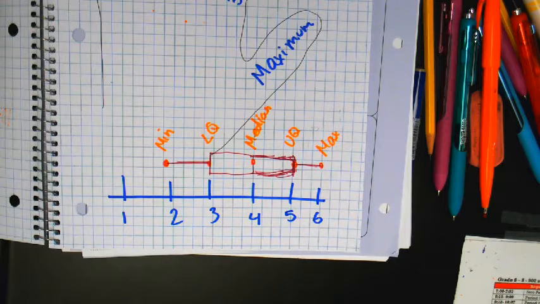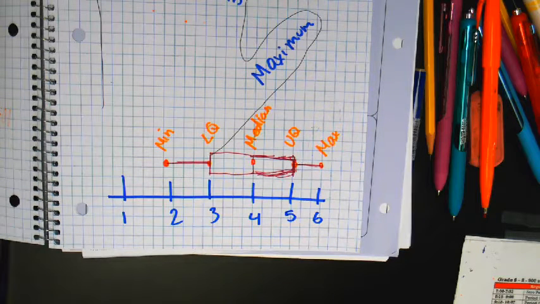So they'll ask you questions of how to read it. Obviously they won't give you this part. Okay, what's my lower quartile? Oh, my lower quartile, 3. Each of these boxes is 25%. 25, 25, 25, 25. So this would be 50%, hence median in the middle, 50%.